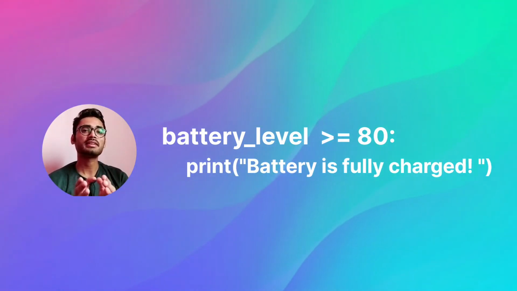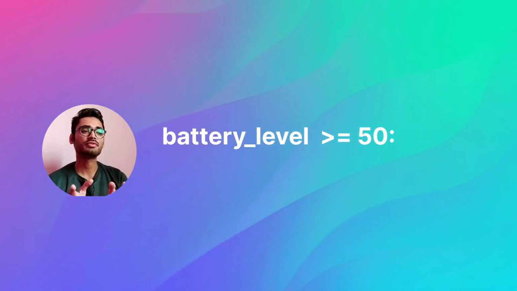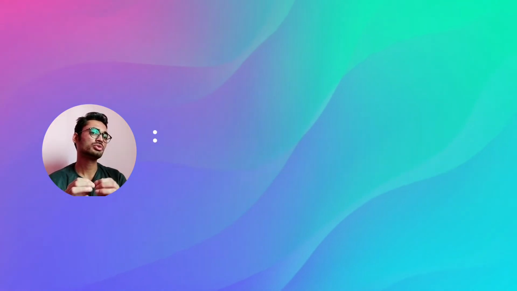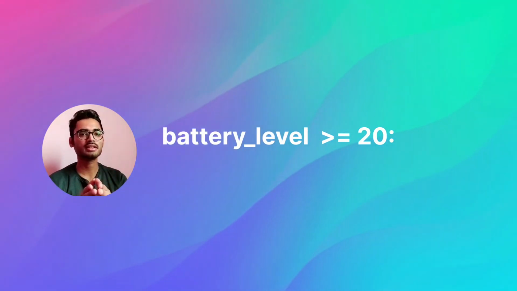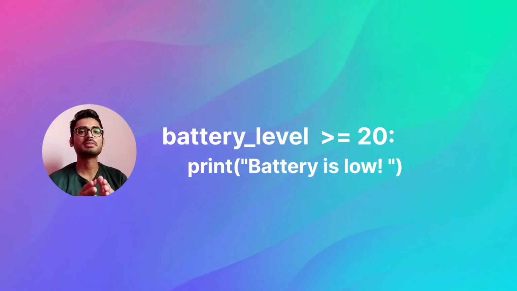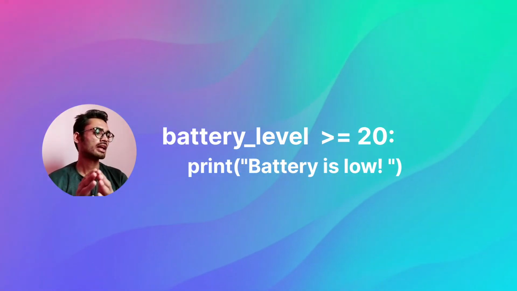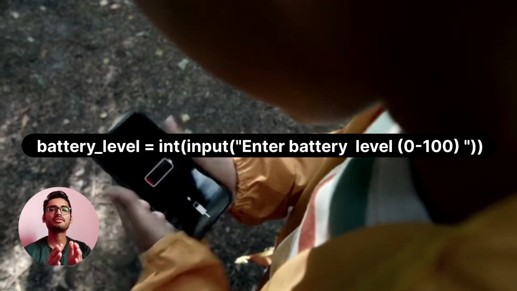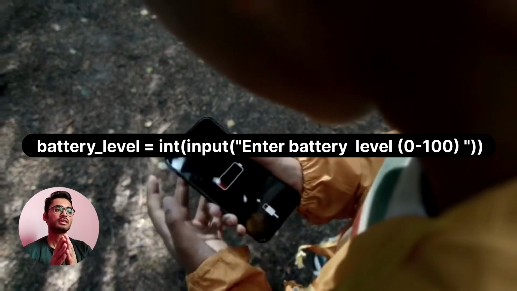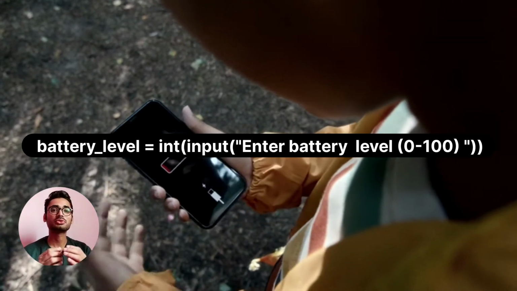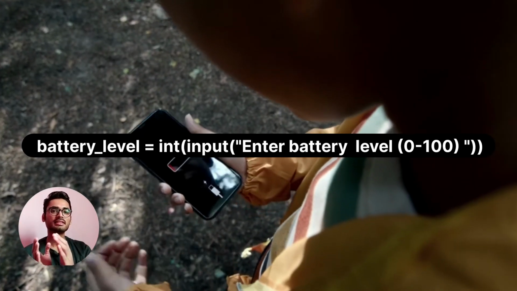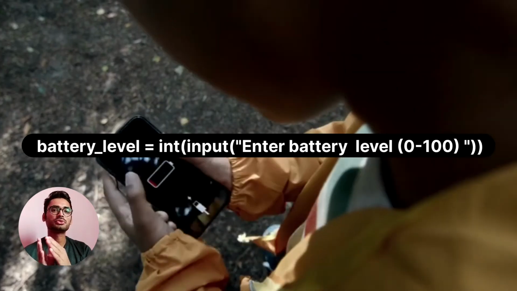And when the battery level is greater than or equal to 50, it is going to display the message as battery is partially charged. And when it is greater than or equal to 20, then the message is displayed as battery is low, and else battery is very low, please charge it. We are going to apply these cases using if elif else statement and then find out the battery level. So we are going to take one input from the user, the battery level, and inside that we are going to take the value from 0 to 100.